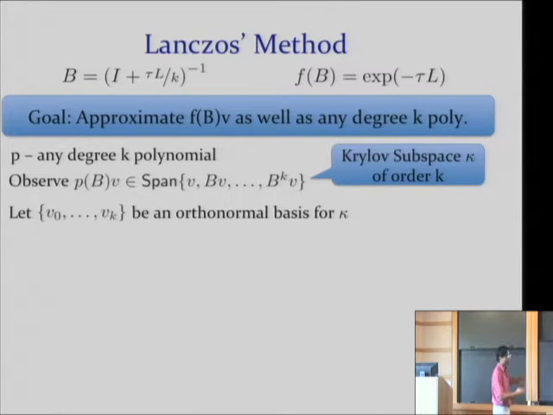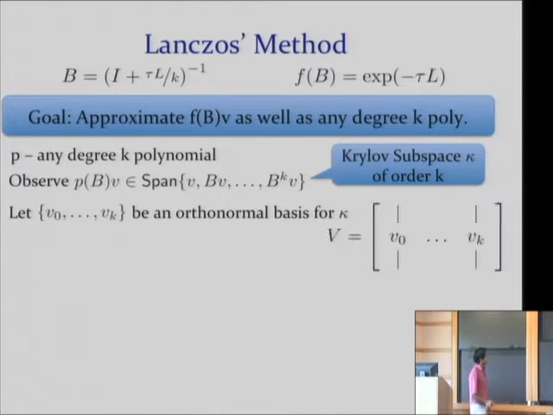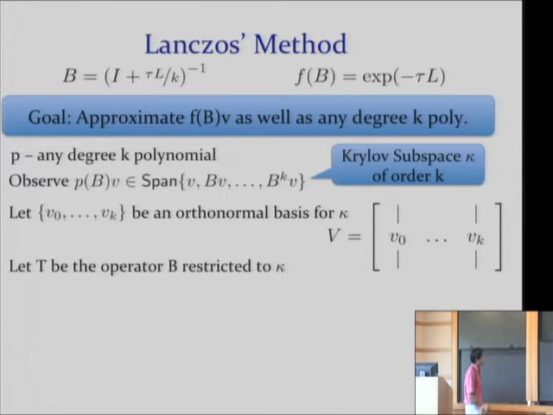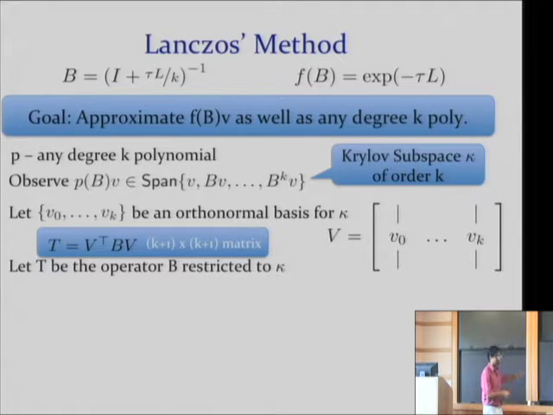So let's say you have an orthonormal basis for this subspace, V0 to Vk. Think of stacking them together. So V is the basis change matrix. Morally, B is an n by n matrix. It's an operator in n dimensions. So you can restrict it to this subspace. I can restrict it to T, which formally is this, but morally I can restrict it to a K by K matrix, which defines the operator within this subspace, right?